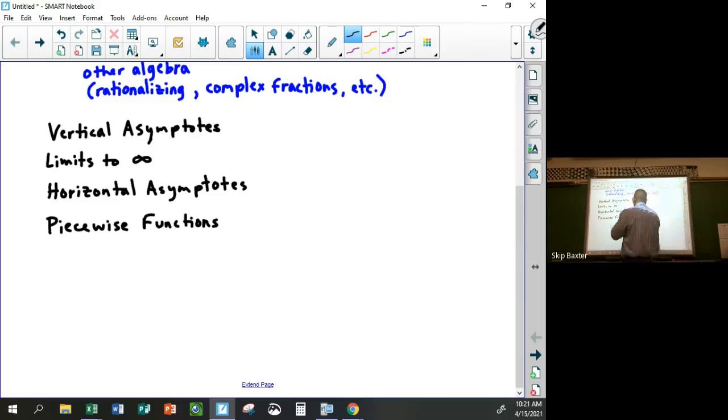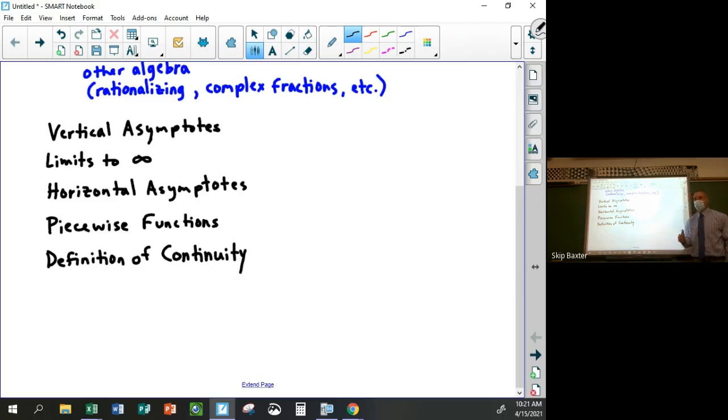Okay, and then the last thing about this chapter was just determining, or talking about the definition of continuity. What it means for a function to be continuous. There's 3 things that have to be true. The function has to be defined at that point, the limit has to exist at that point, and those 2 things have to be equal. Like f of a has to equal the limit as x goes to a. Those are the 3 things that have to be true.